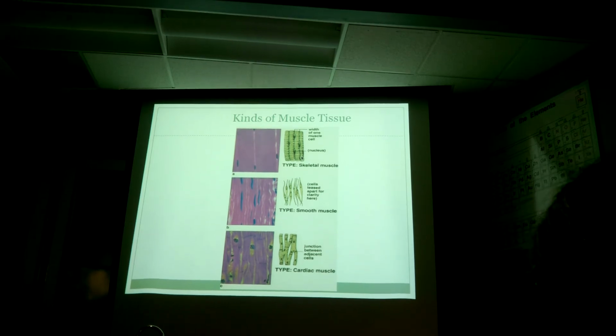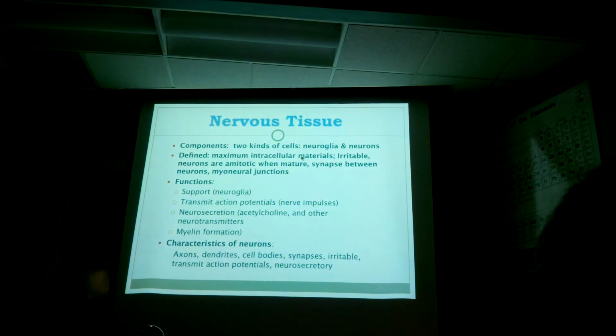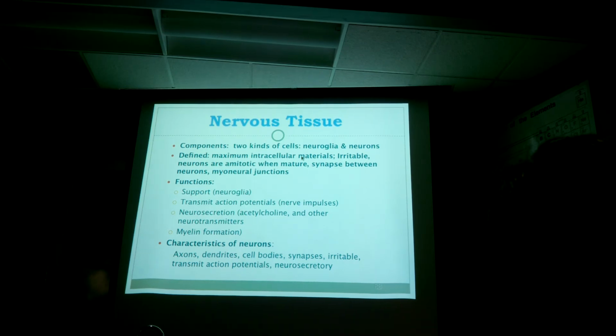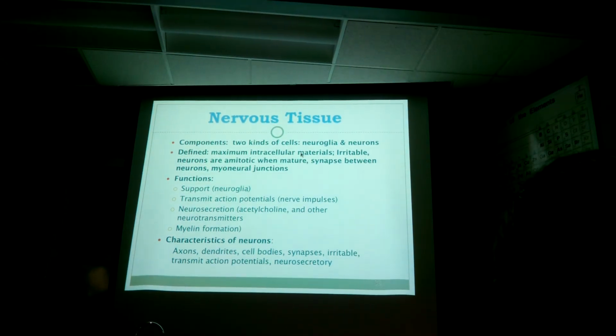Okay, so muscle tissue, generic. Okay, nervous tissue. This is one of the other elements needed to make up an organ, types of nervous tissue. And basically there are 2 types of cells, neuroglia and neurons.